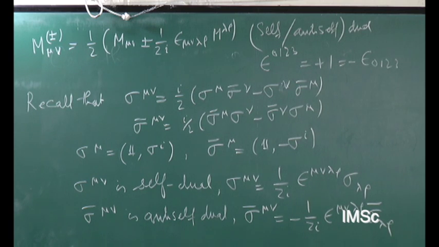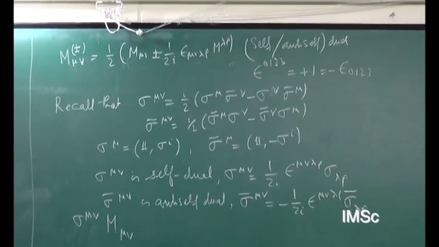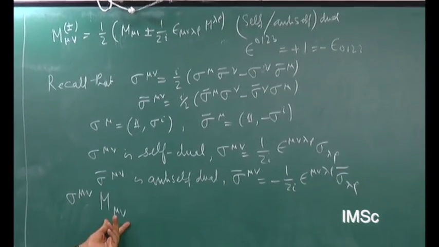Okay. So now, sigma mu nus are self-dual, sigma mu nu bars are anti-self-dual. So if I multiply sigma mu nu with m mu nu, since this is self-dual, it will project out the self-dual part of m mu nu.